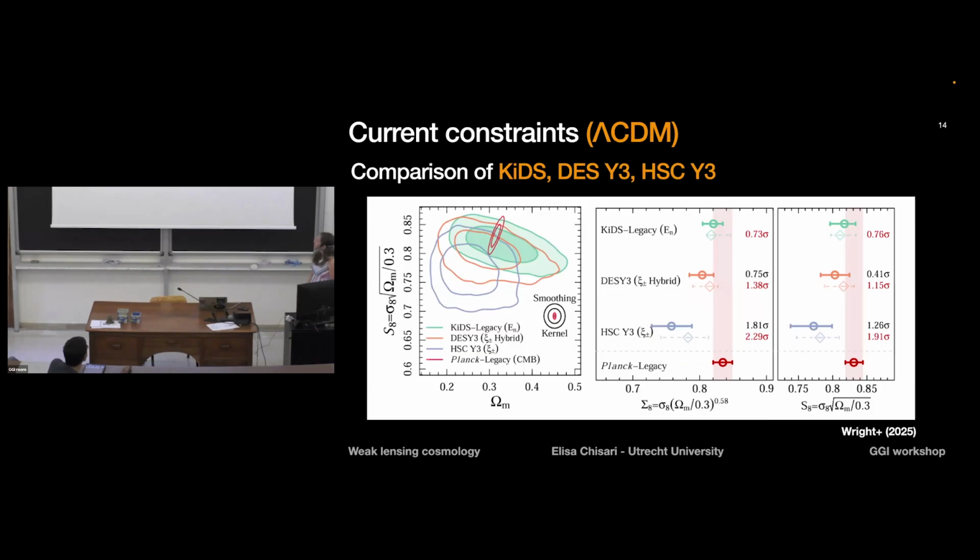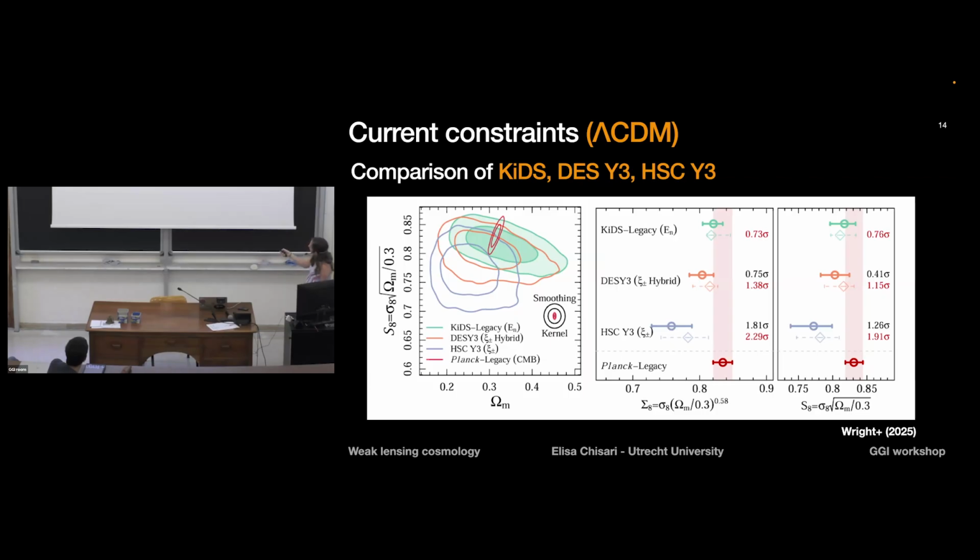Okay, what about results from the other surveys? So here we have Planck in red, S8 versus omega matter. Here we have KiDS Legacy, and then we have DES Year 3 and HSC Year 3. We're pretty much all consistent. You can see the tension with Planck is very little, up to 2.3 sigma for HSC, but it really depends on how you quantify your posterior and where you put your maximum. So it's not so much of a tension anymore.